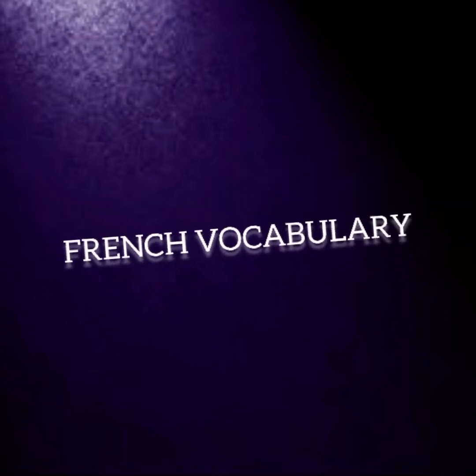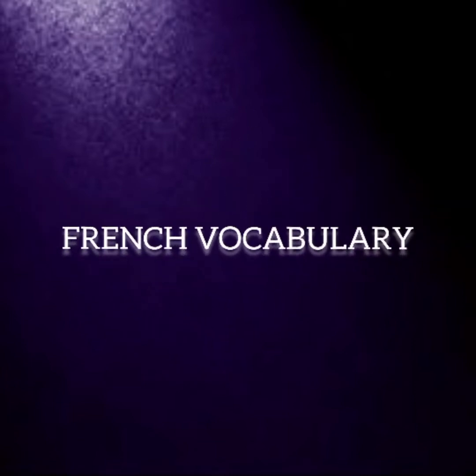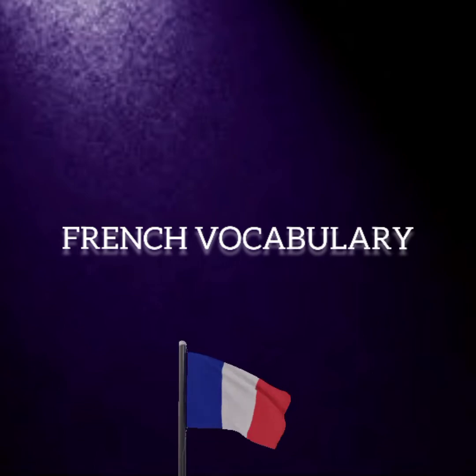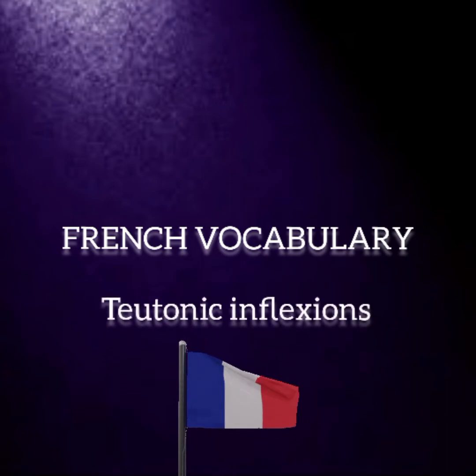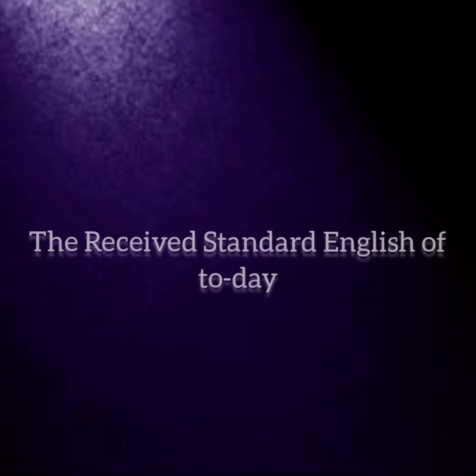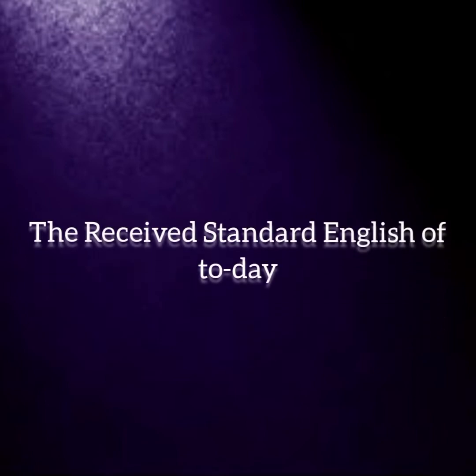The new cross currents influenced the growth and development of the language. The Anglo-Saxon speech simplified itself by dropping most of its Teutonic inflections and eventually absorbed a large part of French vocabulary. The East Midland dialect, under the influence of French, developed into the received standard English of today.